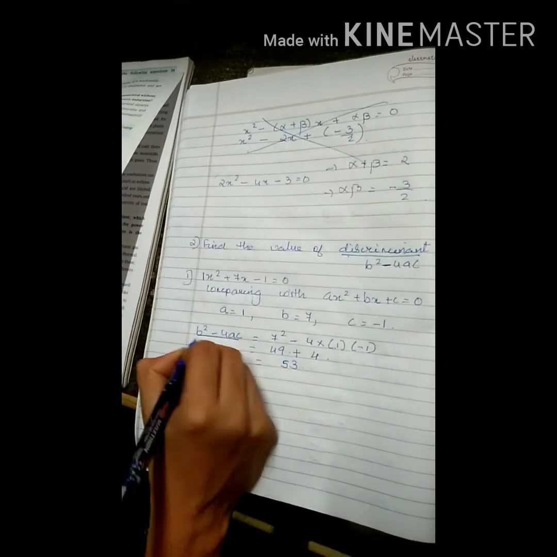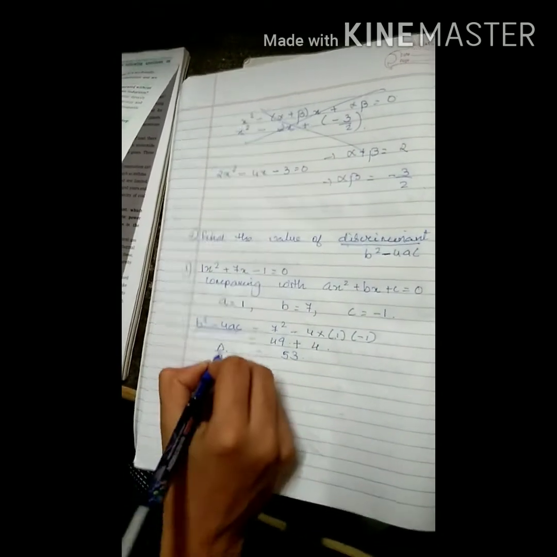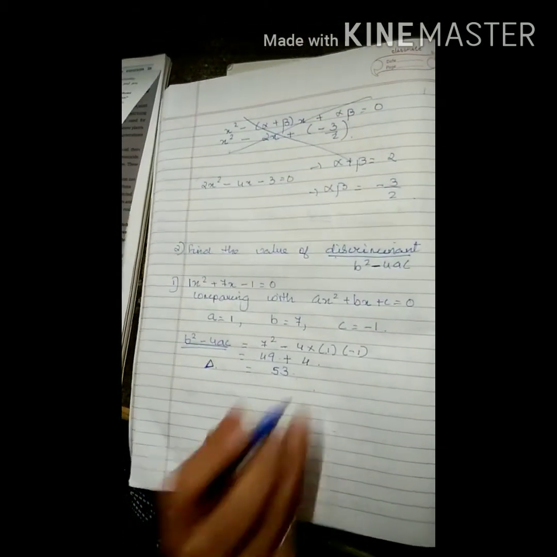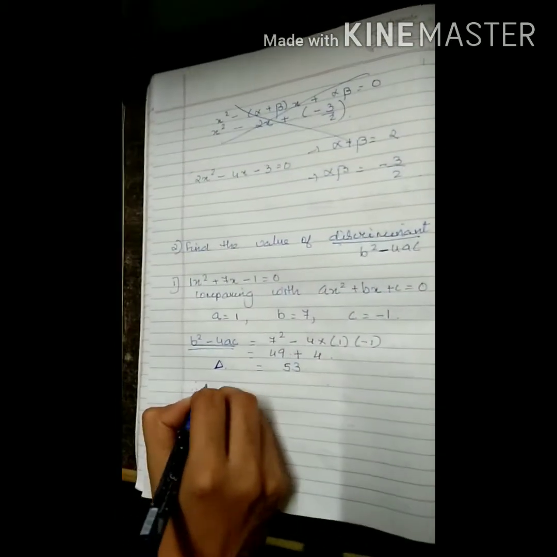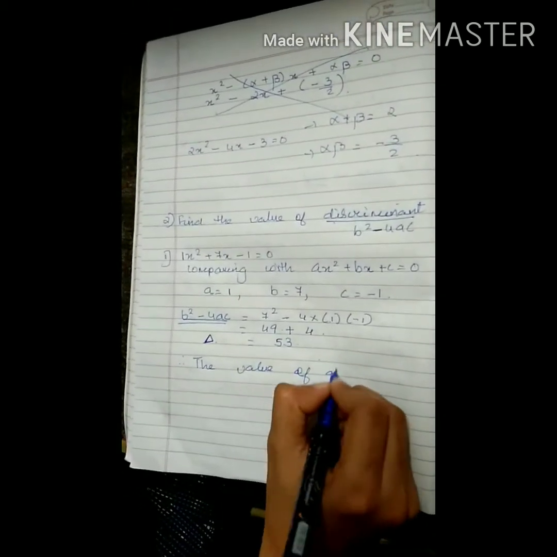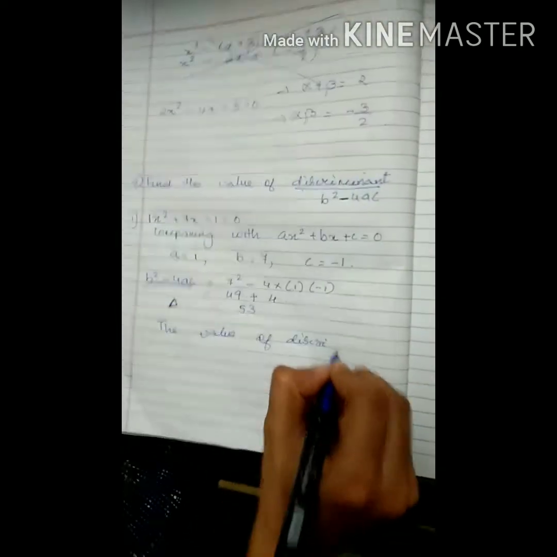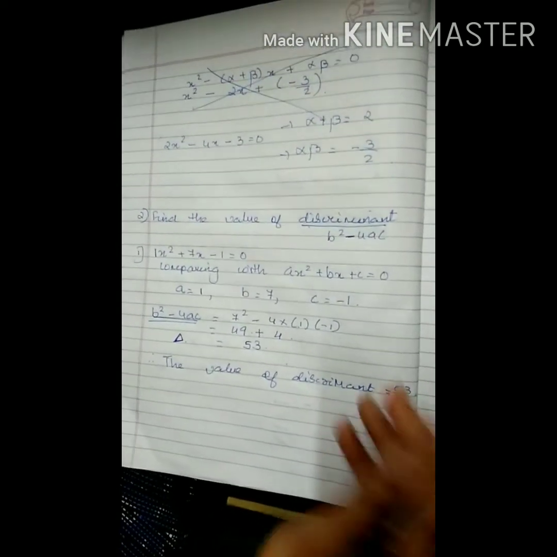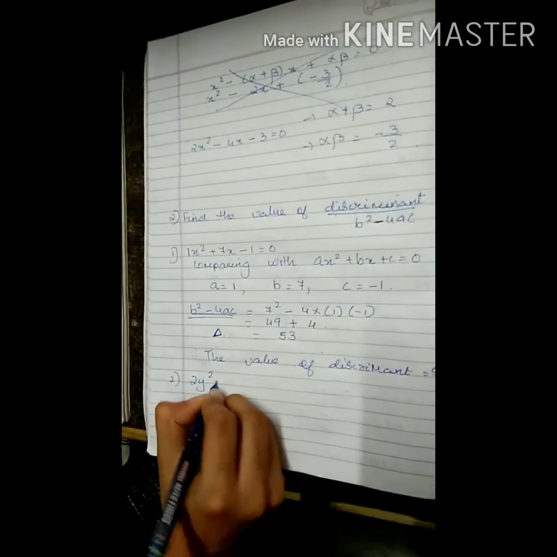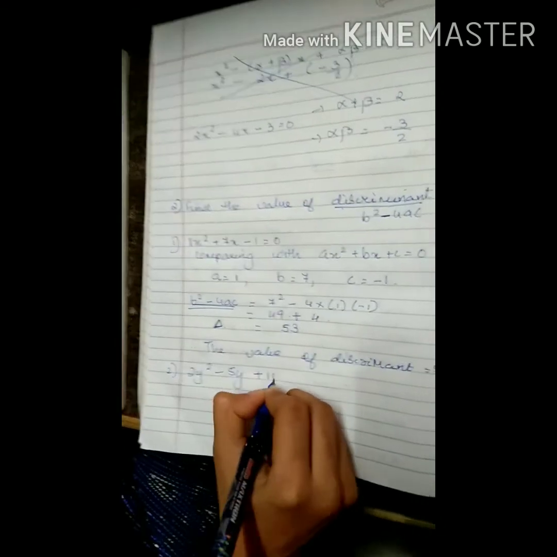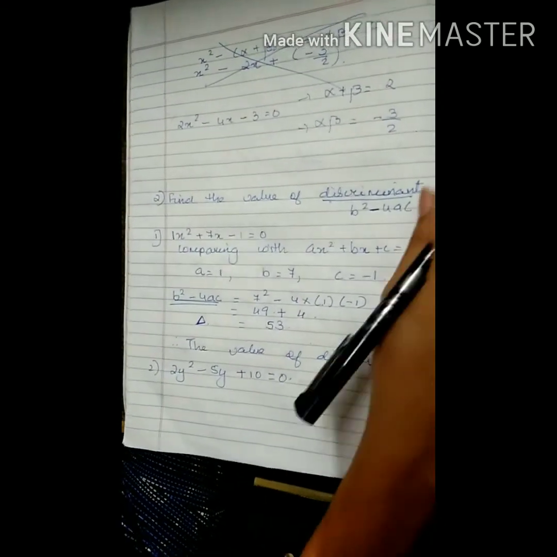Now for the discriminant, you can consider it as a triangle. Therefore the value of the discriminant is equal to 53. Similarly, you will have to solve the next sum: 2y square minus 5y plus 10, which is equal to 0. Now the third sum.